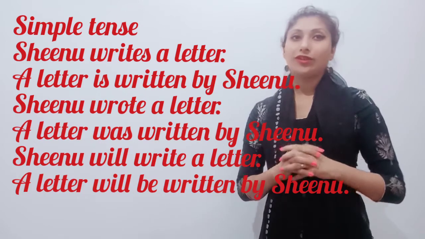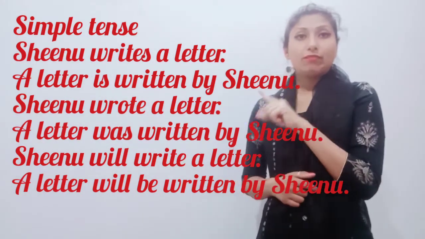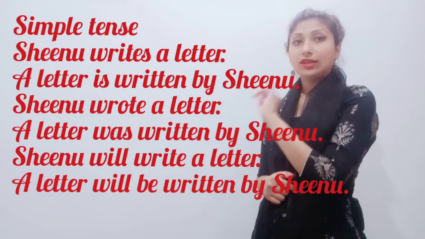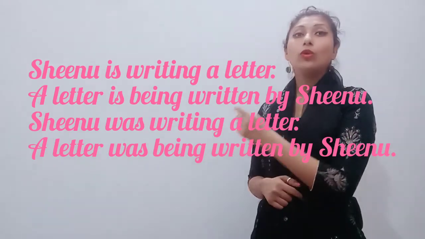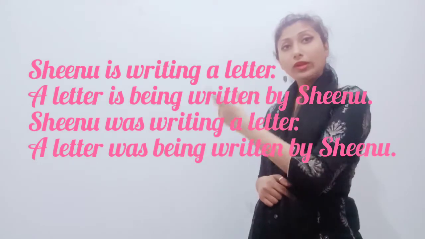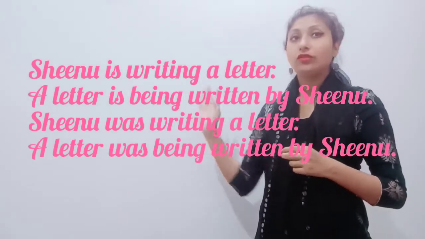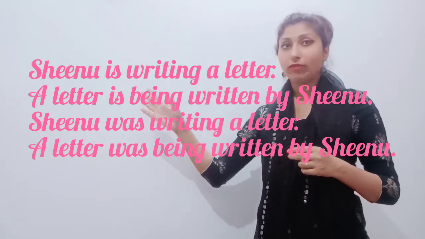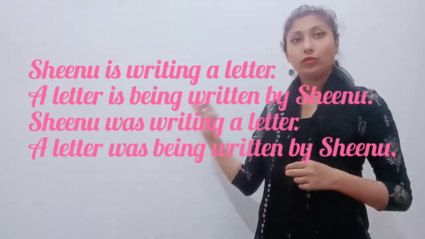Let us start with the continuous one. In this part of the video lecture, let us take that same sentence. Shinu is writing a letter. Shinu was writing a letter. Shinu will be writing a letter. So, what we will do in passivization: a letter is being written. Here we'll take the help of a helping verb. A letter is being written by Shinu.